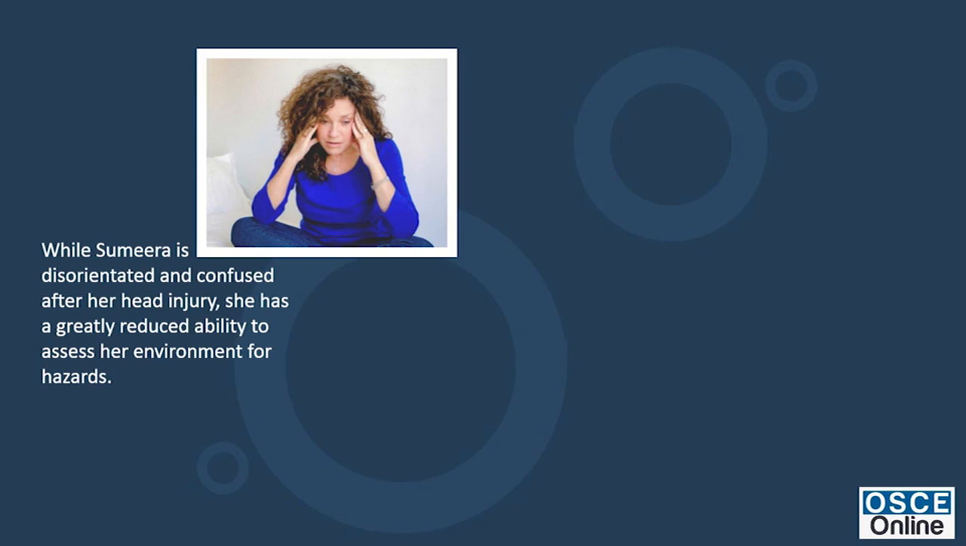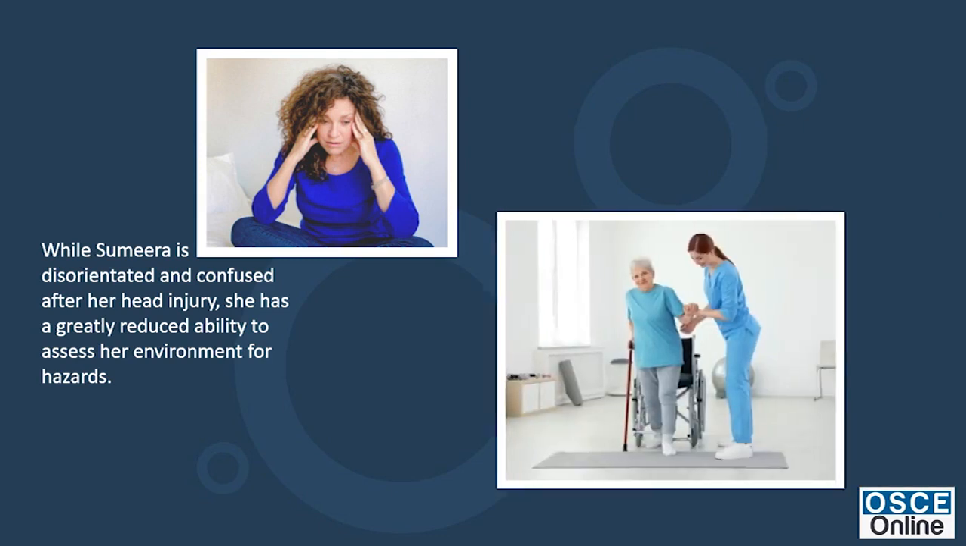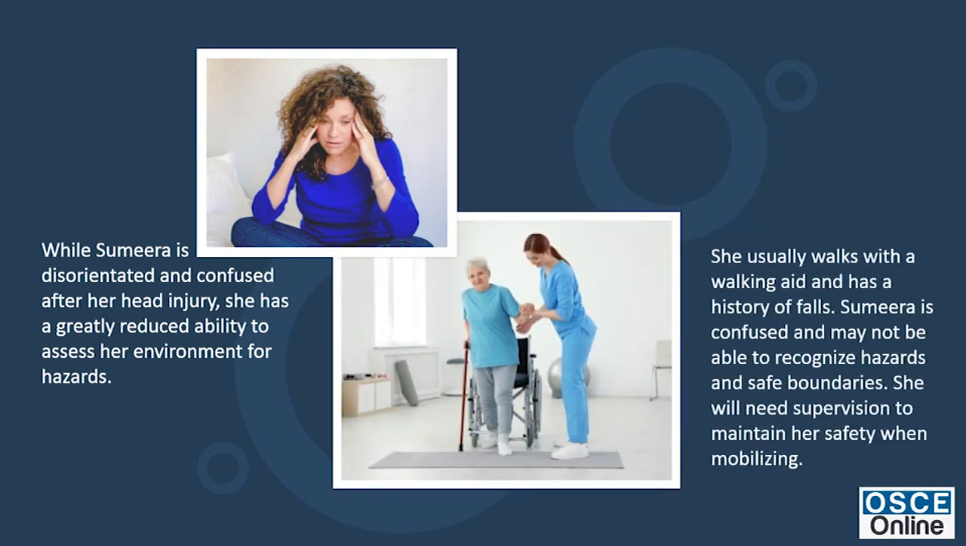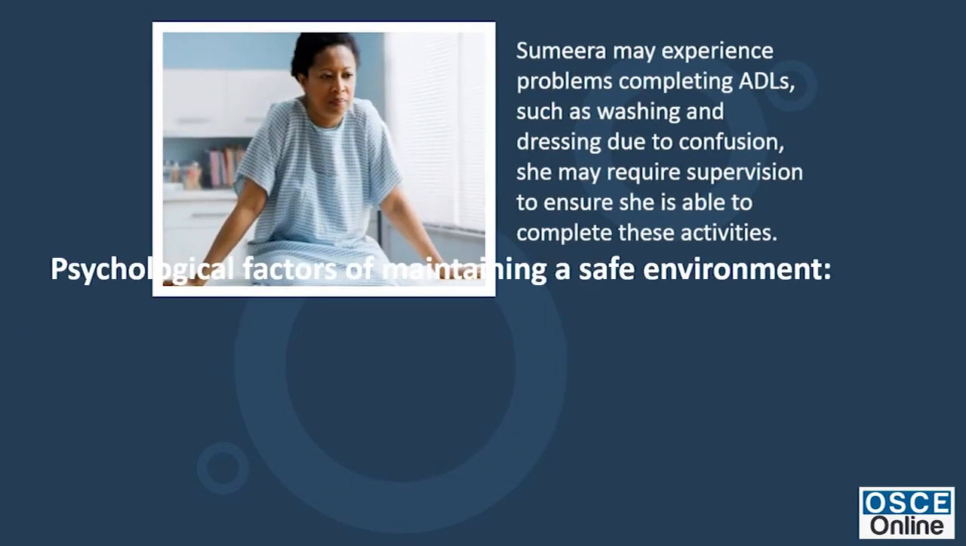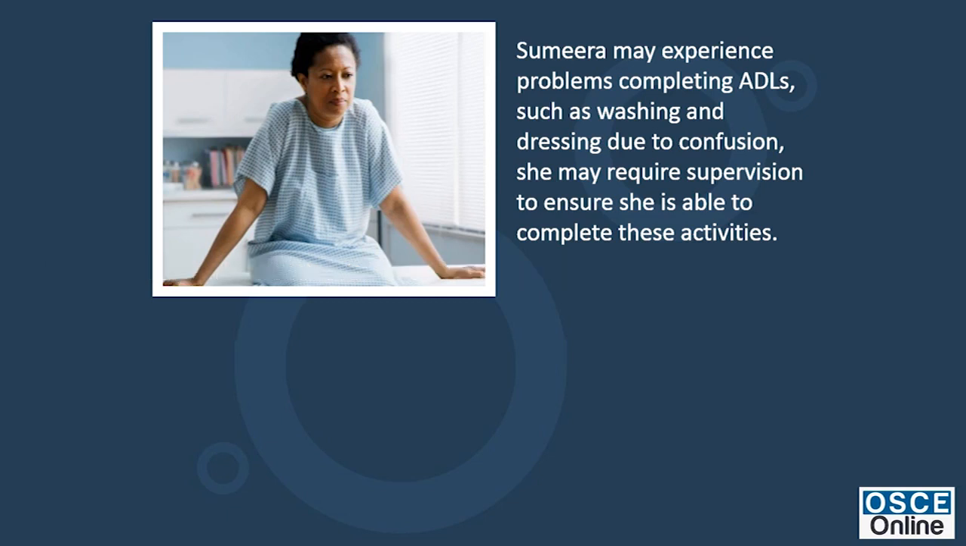While Sumira is disoriented and confused after her head injury, she has a greatly reduced ability to assess her environment for hazards. She usually walks with a walking aid and has a history of falls. Sumira is confused and may not be able to recognize hazards and safe boundaries. She will need supervision to maintain her safety when mobilizing. Sumira may experience problems completing ADLs, such as washing and dressing, due to confusion. She may require supervision to ensure that she is able to complete these activities.